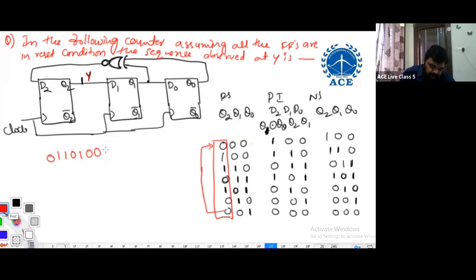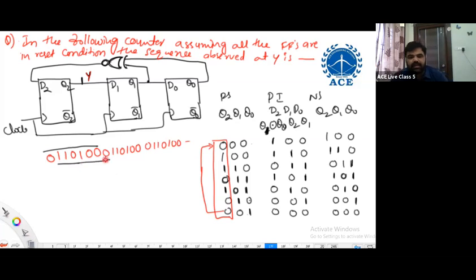The next again will be 0, 1, 1, 0, 1, 0, 0. Then again 0, 1, 1, 0, 1, 0, 0 and so on. If I started with this, this is the end of the sequence which is getting repeated. If I start with the next bit 1, then it ends with 0, 0, 0. If I start with the next bit again, it goes up to this one.